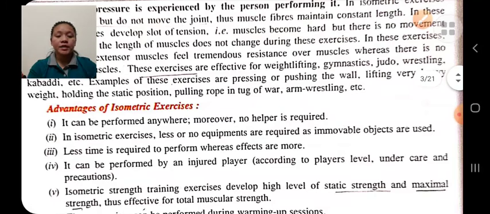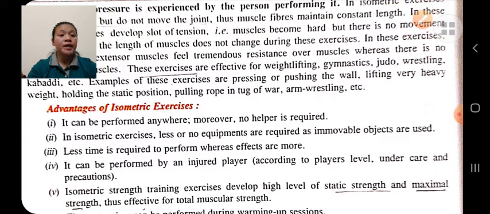What are the advantages of isometric exercise? The first advantage is that isometric exercise can be performed anywhere, and no helper is required. Less equipment is required, as immovable objects are used, and less time is required to perform it.